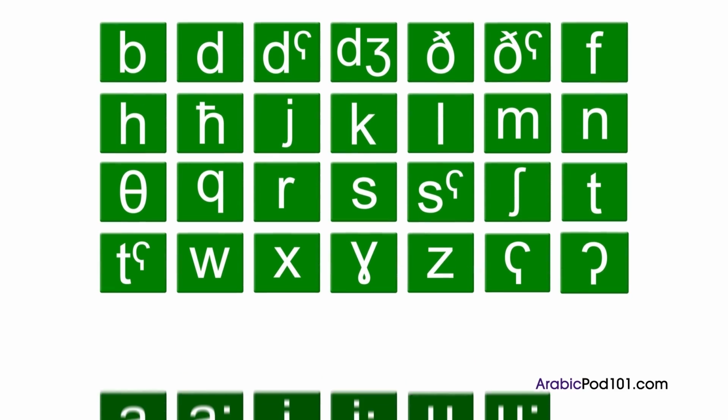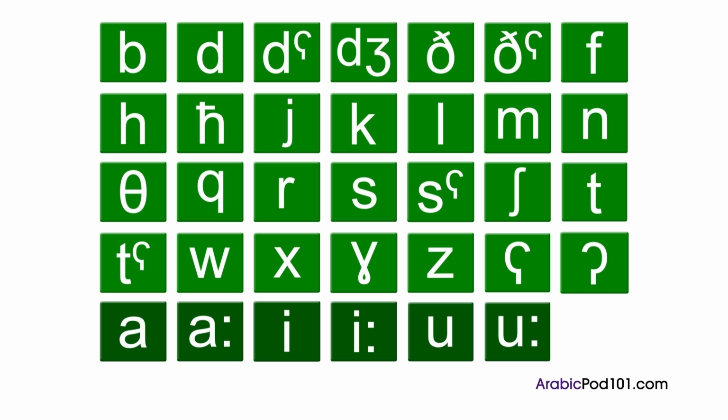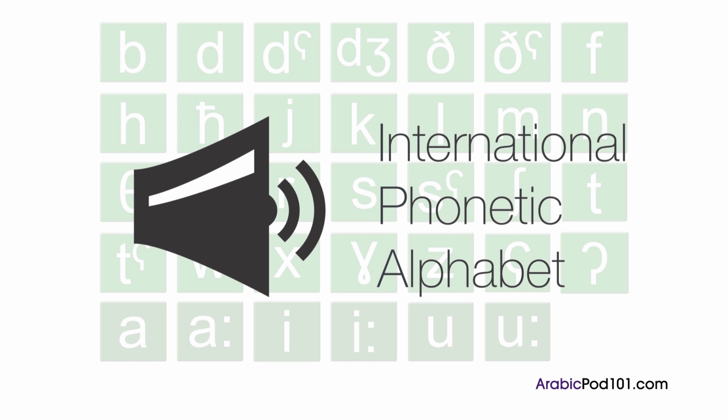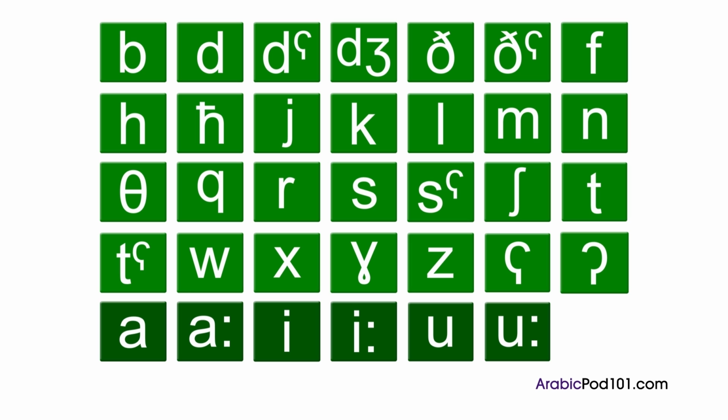There are 28 consonant sounds and 6 vowel sounds. Each symbol that you see here represents a single sound determined by the IPA, which is a standardized way to represent sounds without the baggage that's often involved with traditional letters. By using all of these sounds, you can form every single word in Arabic.